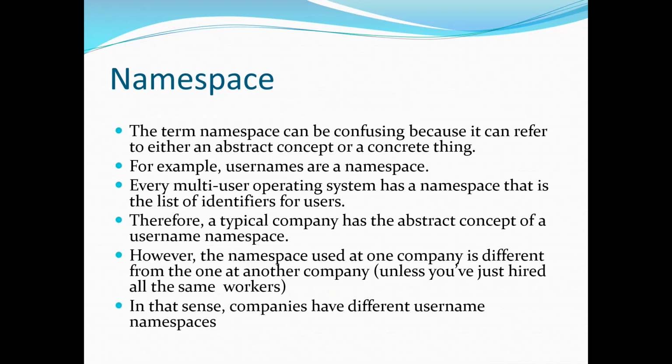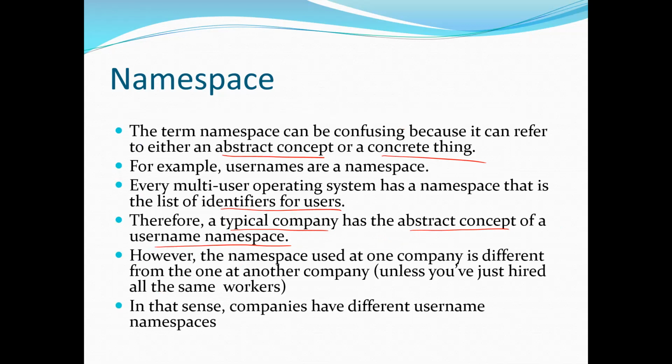So the term namespace can be confusing, because it can refer to either an abstract concept or concrete things, right? But basically, it's just key value pairs. So usernames, that's a namespace, right? All of your users. Every multi-user operating system has a namespace, and that can be the list of identifiers for your users, for instance. So every company, or a typical company, will have an abstract concept of a user namespace. Okay, all of the users.